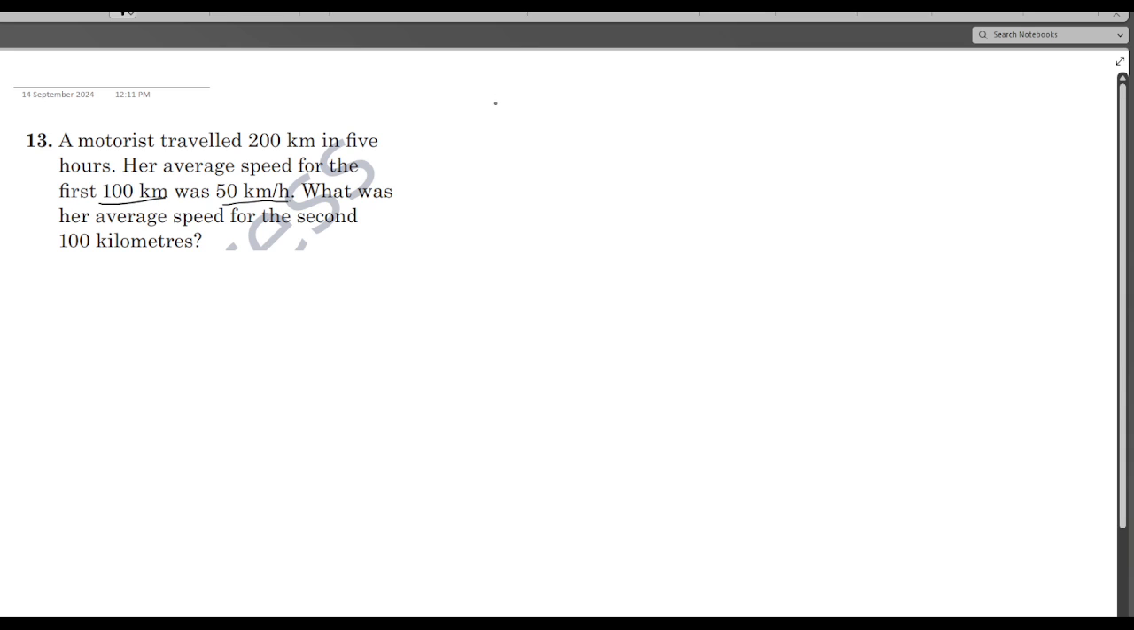So if I find out time, my distance d1 is 100 kilometer. Speed s1 is 50 kilometer per hour, your time t1. So your time t1 is what? Distance upon speed. So it is 100 divided by 50. It gives you 2 hours. So the first 100 kilometer you travel in 2 hours.